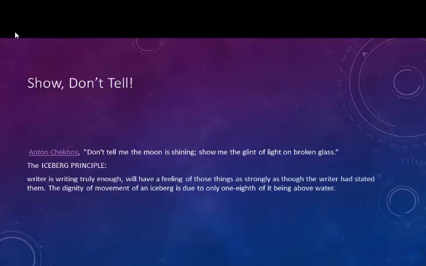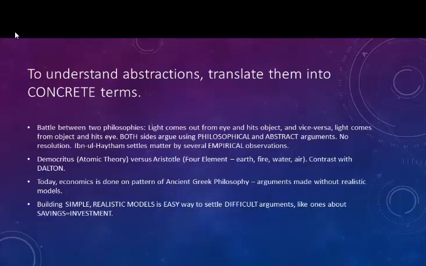If you want to say that the man was angry, you say that he stomped his foot and walked out of the room. Now you are showing that he was angry, you're not telling. This is the difference between concrete representations and abstractions. So if you want to understand abstractions, you have to translate them into concrete terms. So there was a battle between two philosophies.